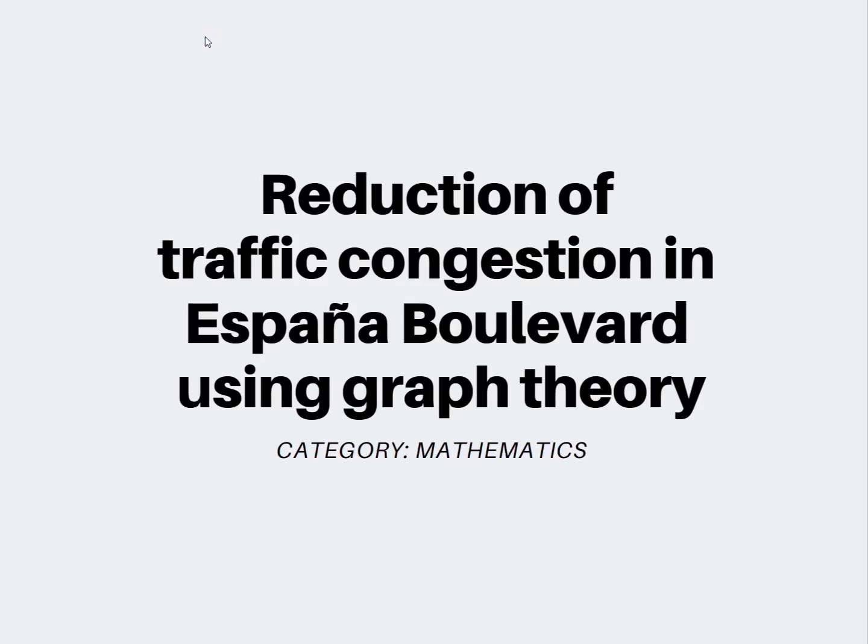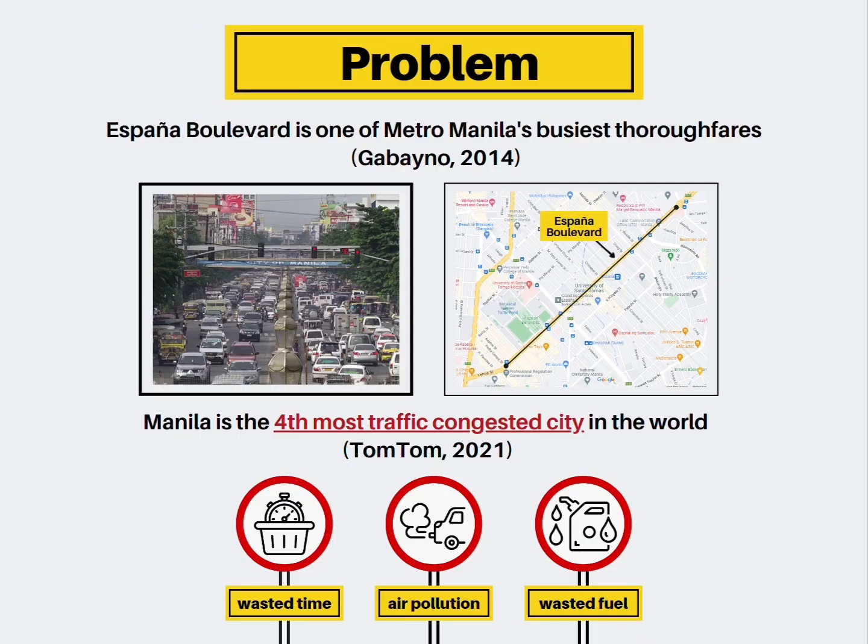Good day, everyone. We are here to discuss with you our study called Reduction of Traffic Congestion in España Boulevard using Graph Theory. España Boulevard is one of the busiest thoroughfares in Manila, which is ranked the fourth most traffic congested city in the world. Not only does congestion waste time, but it also contributes to increased air pollution and fuel wastage.